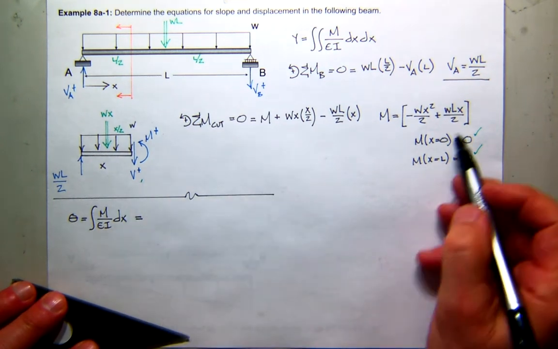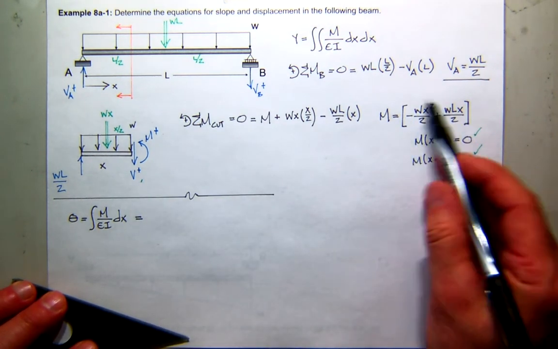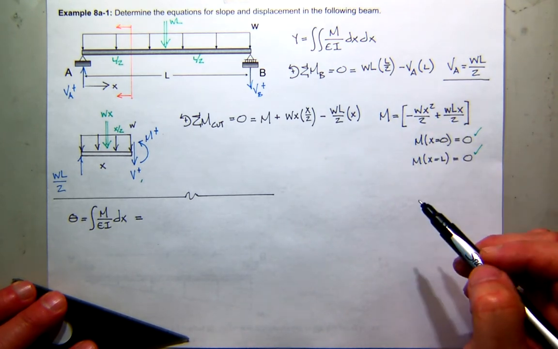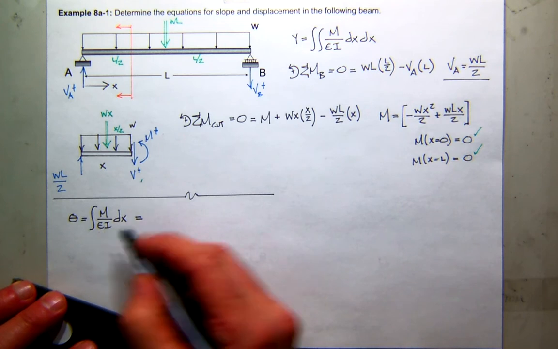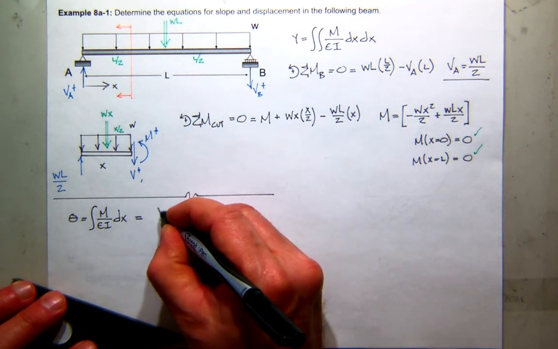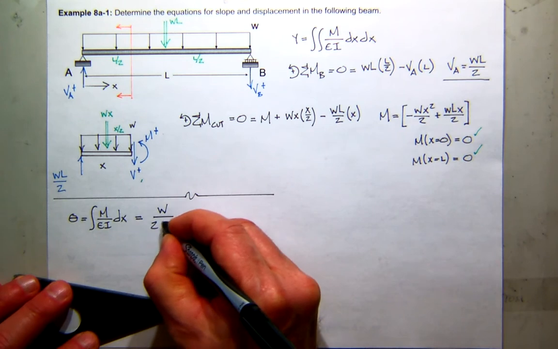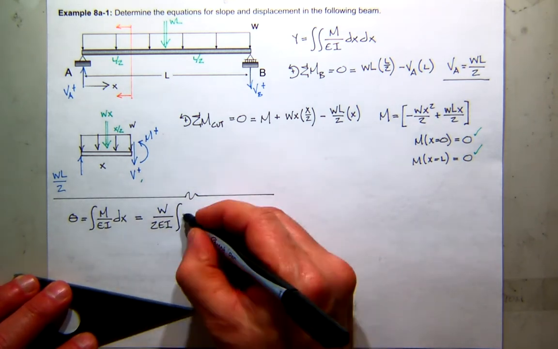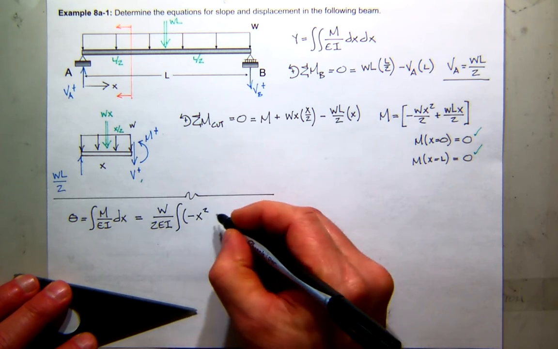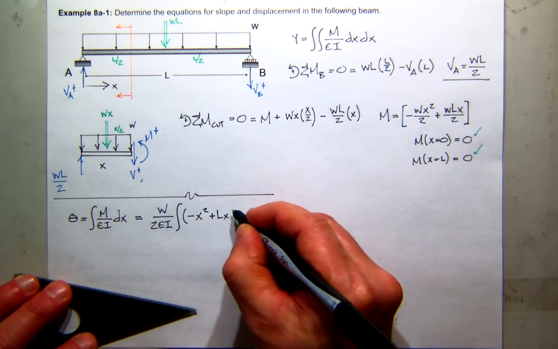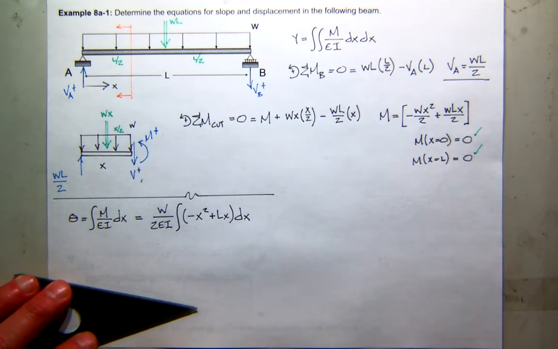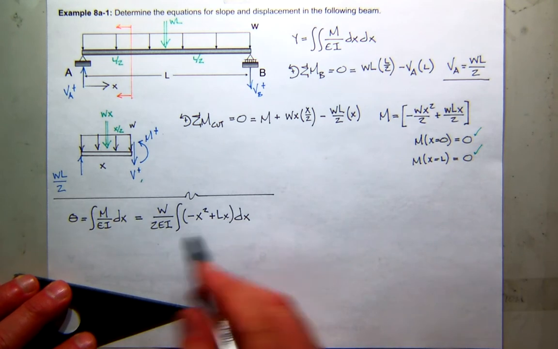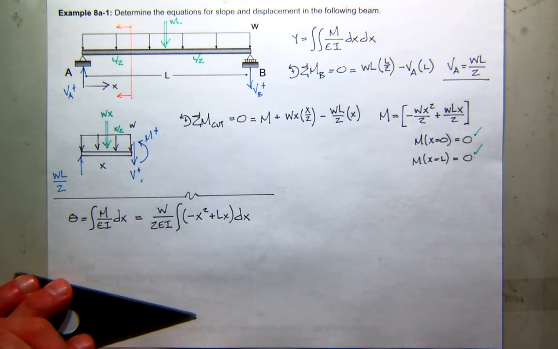So let's do that. Let's look at our moment equation. Every term in the moment equation has a W and a 2. So I'm going to pull those out. Right? And we'll assume that EI is constant. So I'm going to end up with W over 2EI, and then the integral of what's left over in the moment expression, which is minus x squared plus Lx. No, the x's have to stay in the integrand because that's what we're integrating on. You could pull one out of there, but I don't think that helps you any.